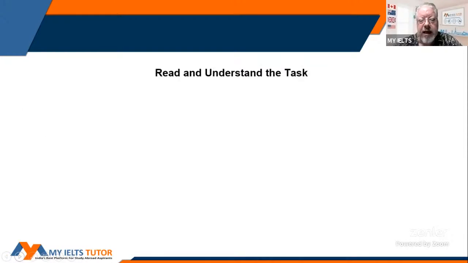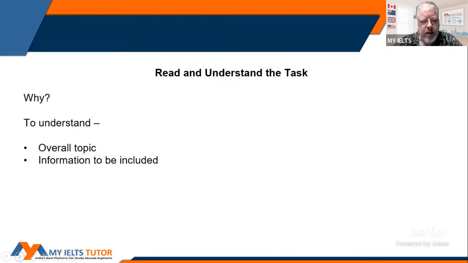Okay, so let's continue. Now, our first tip is to read and understand the task. This is important. The reason you want to do this is so that you can understand the following things. First, the overall topic. This is important for the essay because you need to understand the overall topic. For the letter, you need to understand what the topic is or what the purpose of the letter is. Why are you writing that letter, and to whom?